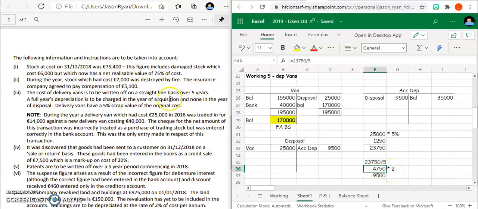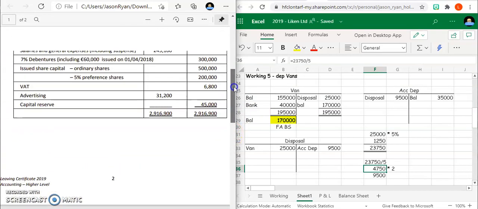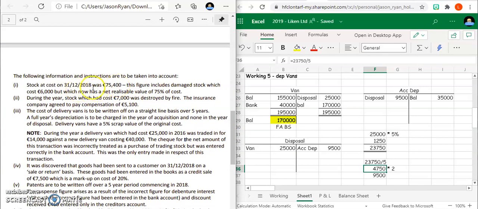We're going to have it for 2 years because it says in the question from the year of acquisition to the year of disposal. So when we bought it, and not at the year of disposal. We bought in 2016, so we have it for 2016 and 2017. We don't need it for 2018 because that's the year that we got rid of it. So you only need it for 2 years. So 2016 and 2017 is what we multiply by 2. So that's going to give us 9,500.